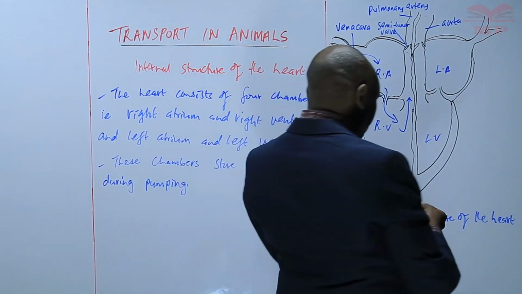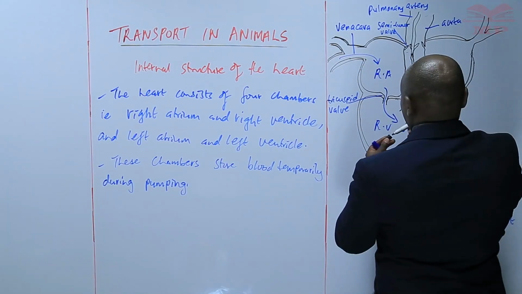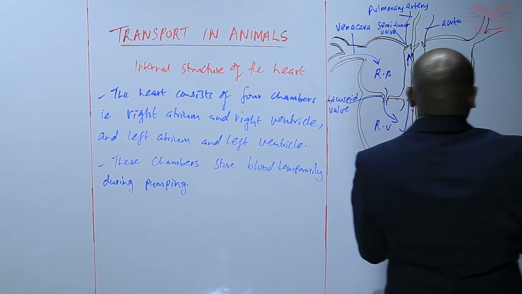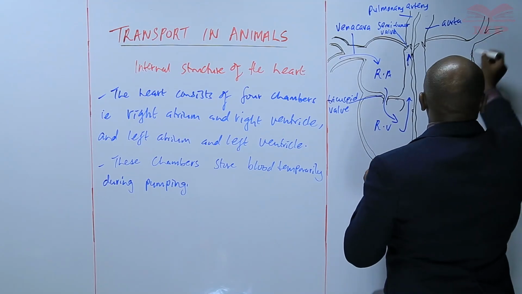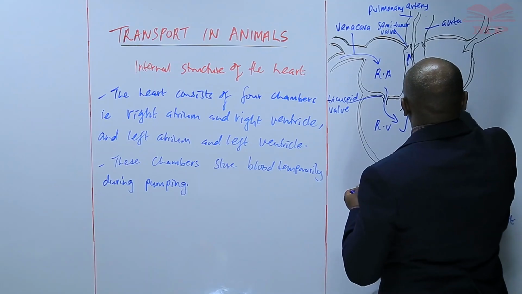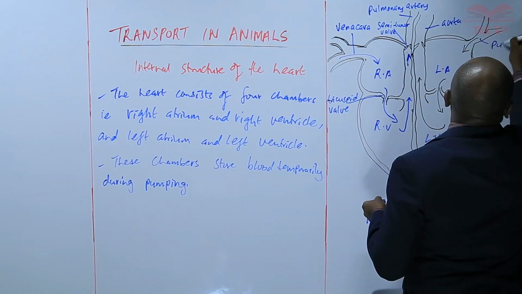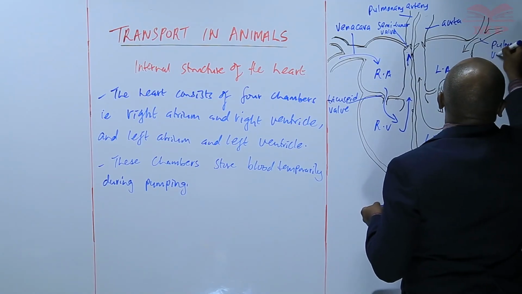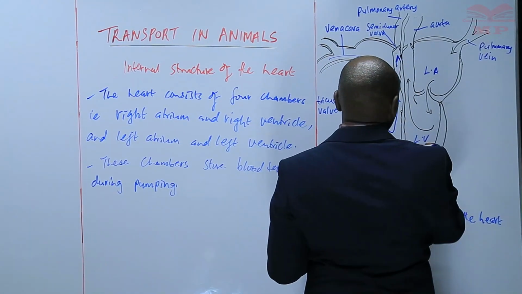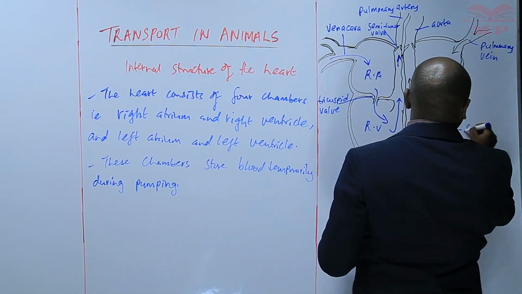Then on the left side, we have the blood vessel that brings blood into the left chamber. The blood flows like that. So this blood vessel is the pulmonary vein. Then in between the right side and the left side of the heart, we refer to this part as the septum.